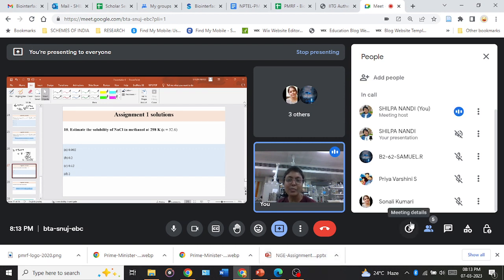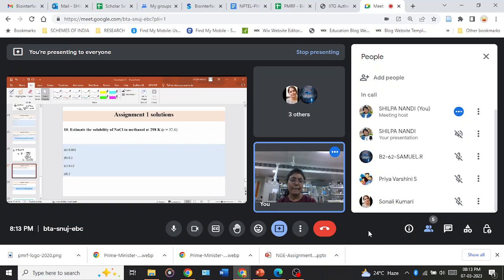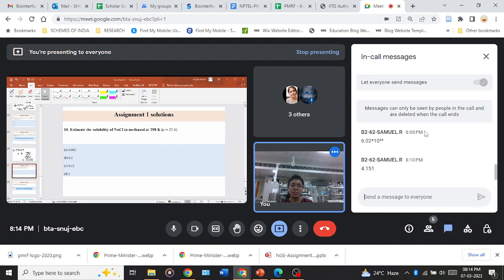Am I audible clearly to you? Because I lost my network in between. I think it is working probably. So, any guesses, anything relating to solubility? We just discussed it like 3, 4 questions earlier.